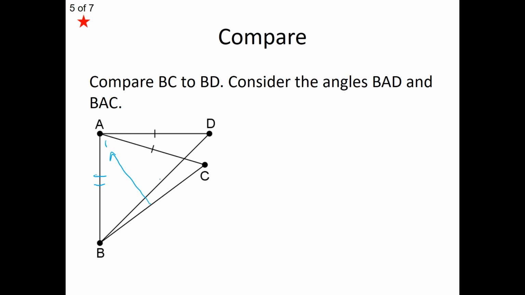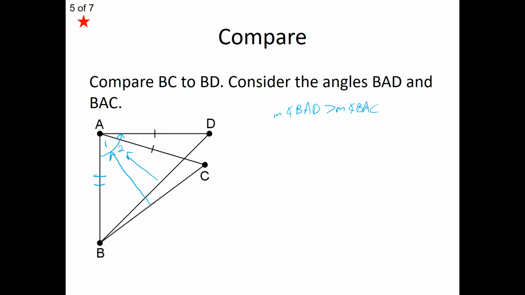The angle opposite of BD is this entire angle. We'll just call that entire angle angle 2, which are the angles BAD and BAC. Consider those two angles. The entire angle BAD is the whole angle, and the angle BAC, or angle 1 in this case, is only a part of that whole angle, which means angle BAD has to be greater than angle BAC. I know that because the whole is always greater than the part.